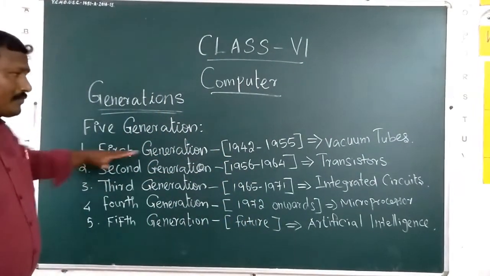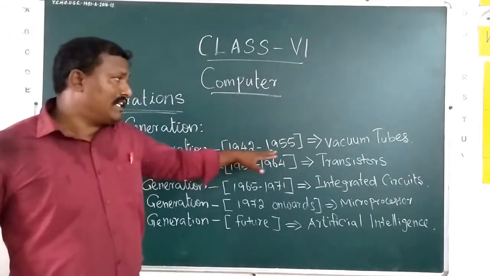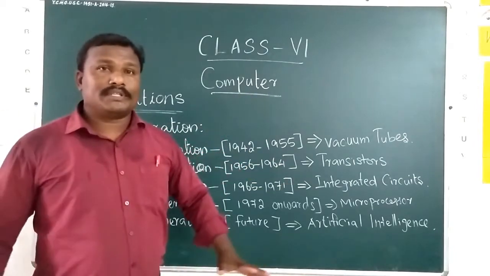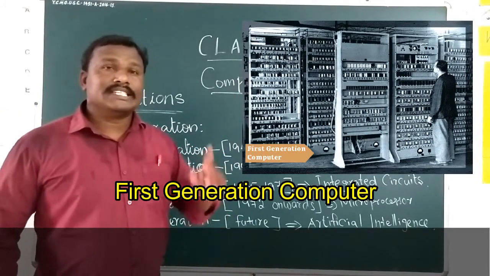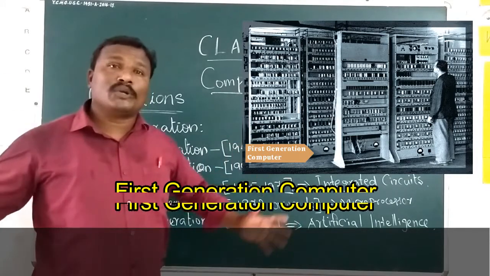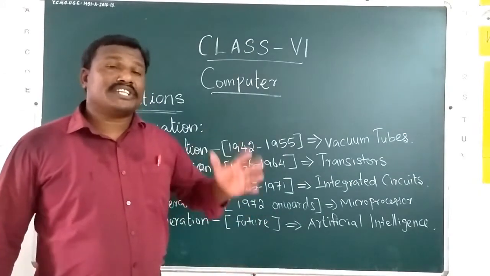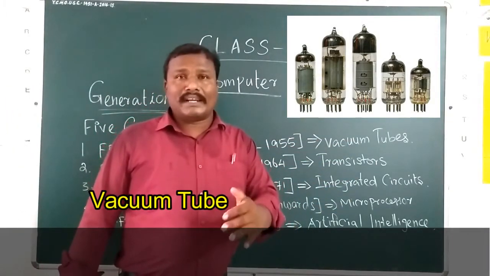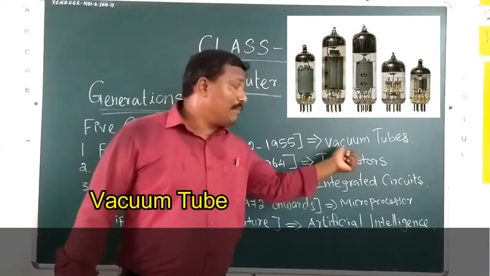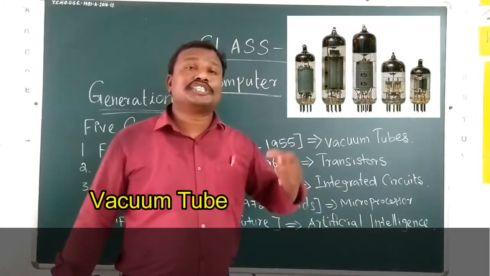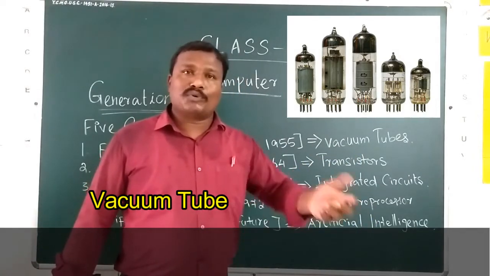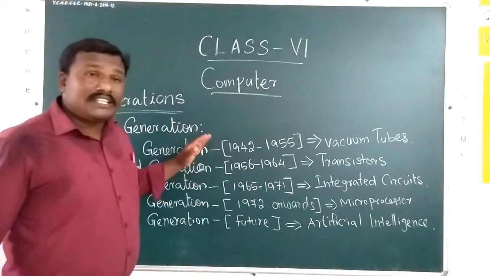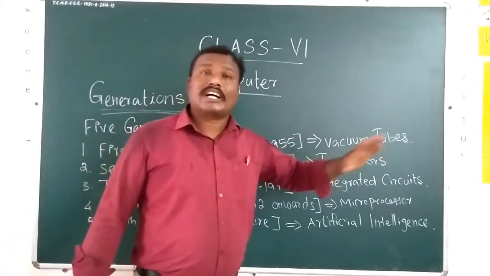First generation, 1942 to 1955, is the first generation computers. They are large computers, big in size. A single computer occupied 2-3 rooms. Which technology did they use? Vacuum tube. Compared to our latest computers, it looks different. Everything is tube, input, output, everything using tubes only. So vacuum tube is very important. The first generation computers were using vacuum tubes.